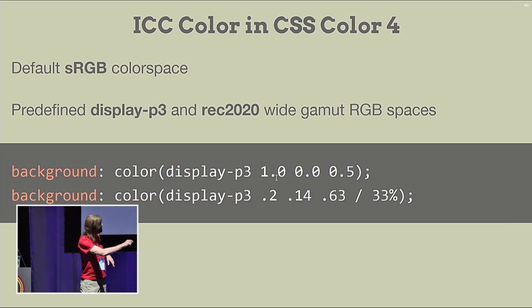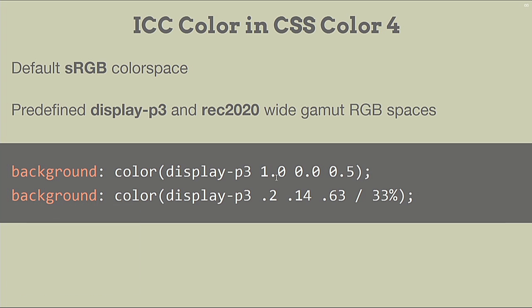You say what space you're using, and then you give the values. There's no commas between them because the CSS working group has a war on commas at the moment. We want to eliminate them except where they're used to have lists of alternatives. So get used to that because it's going to be a challenge as the browsers catch up.